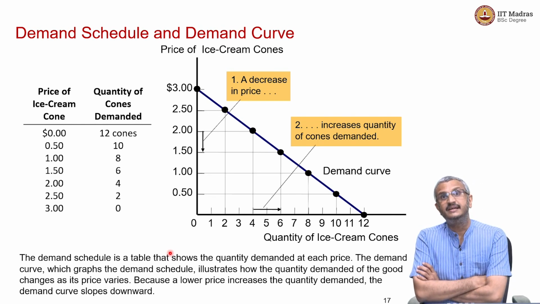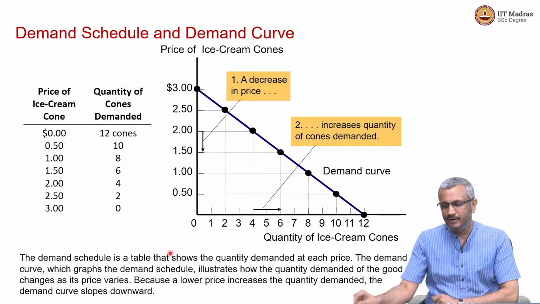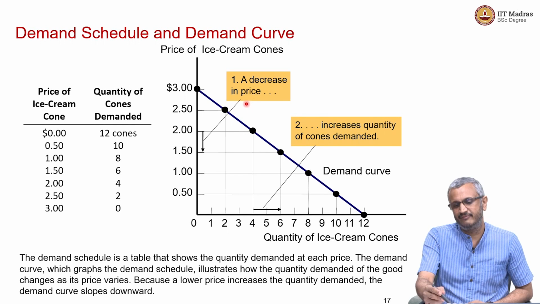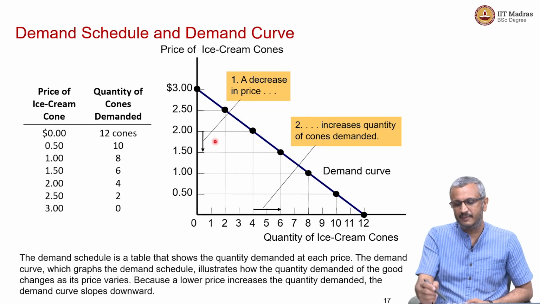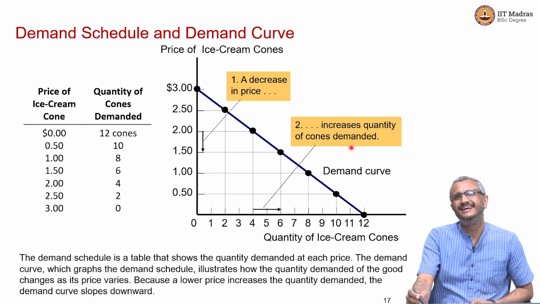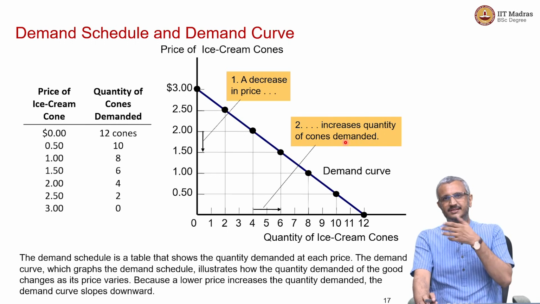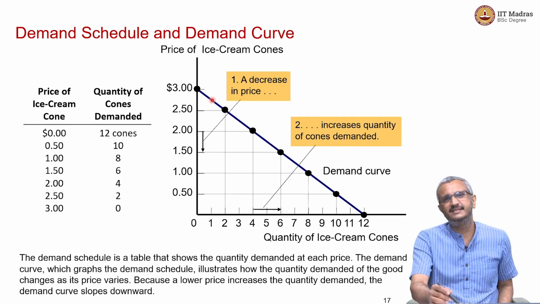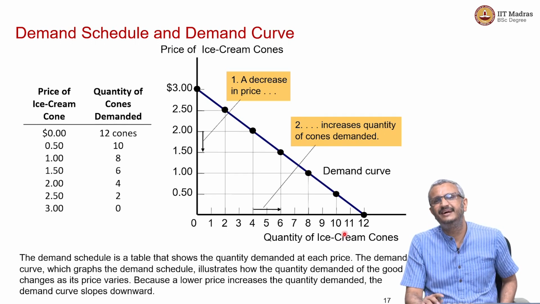I plot this, and that's the demand curve that I was talking about, and that gives us this relation. If there is a decrease in price, what happens to the quantity demanded? If there is a decrease in price, the quantity demanded actually increases. So it is vice versa: when there is an increase in price, the quantity demanded actually declines.